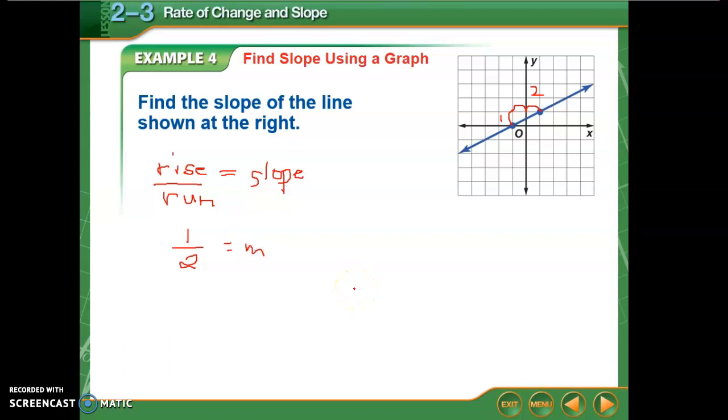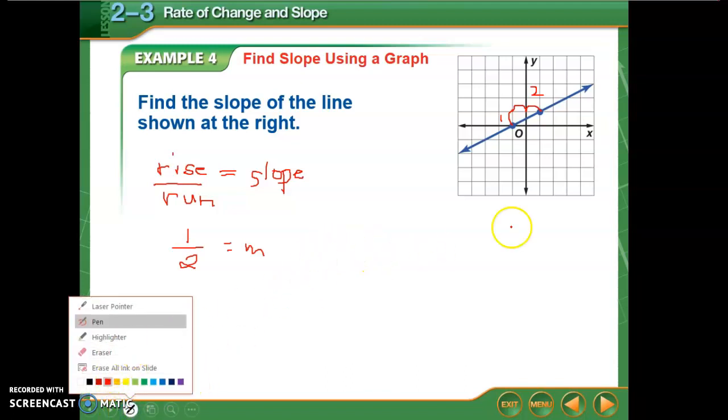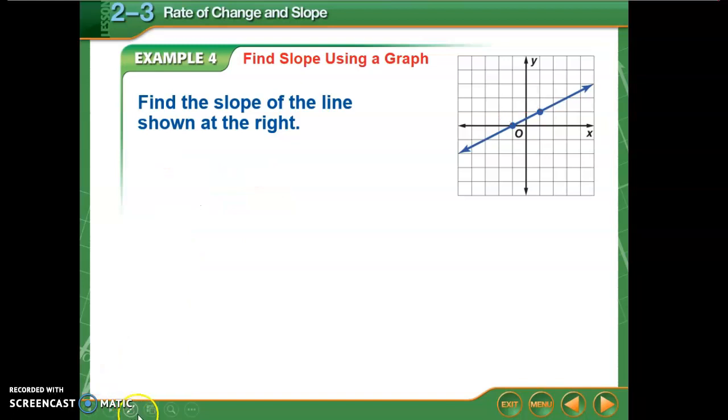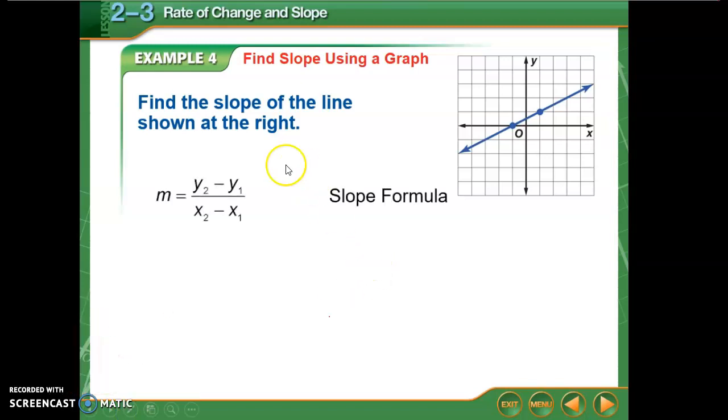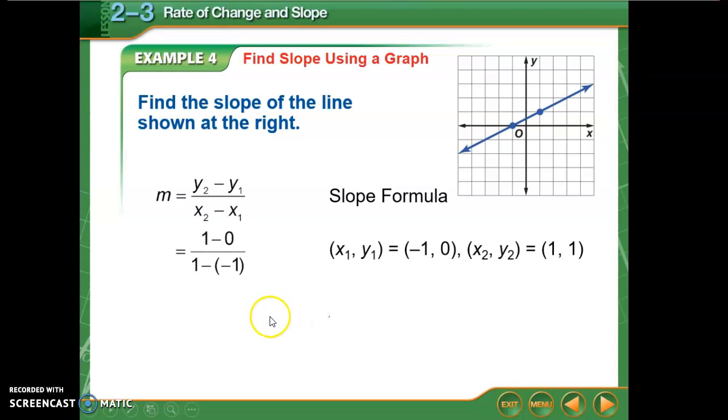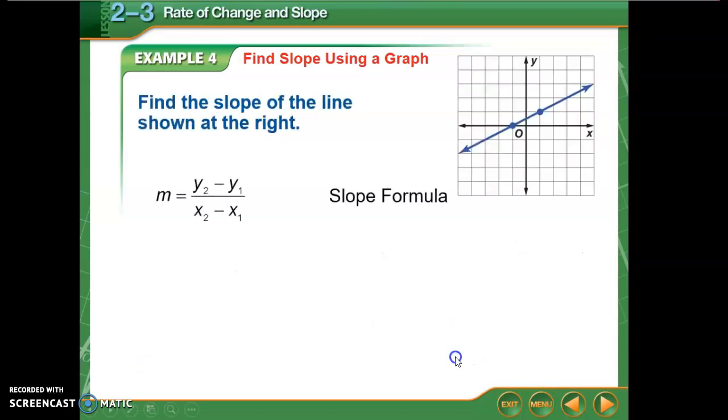Okay? Or you can also use the points. Identify the points of each and then follow the formula. Okay? Alright, so another way of doing it is follow the formula. So plug in. So 1 minus 0 over 1 minus negative 1. This is the second method. And you will get the same answer. Okay? So either way, you will get the same answer.